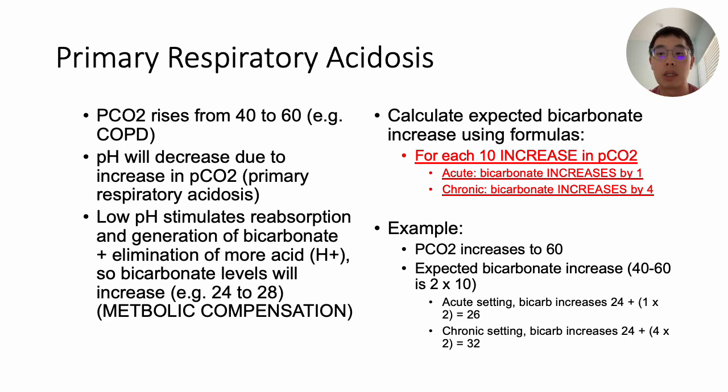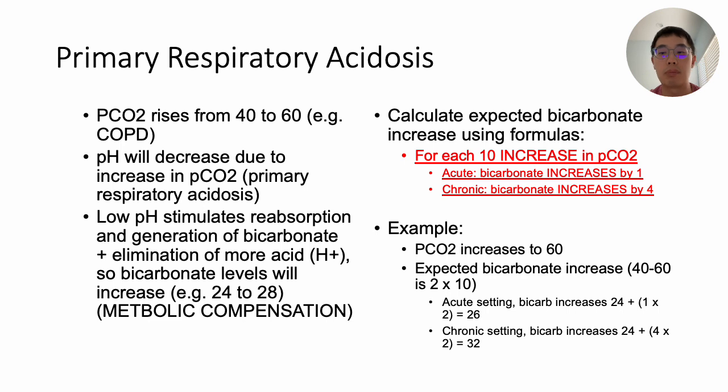We have formulas that we can use to calculate the expected increase in the bicarbonate levels, as shown here on the right. For each 10 millimeters of mercury increase in PCO2, we expect the bicarbonate level to increase by about 1 to 4, depending upon if the process is acute or chronic. Remember, since the kidneys are slow at compensating, it will take time for the bicarbonate levels to increase significantly, and that is what differentiates an acute versus a chronic process.